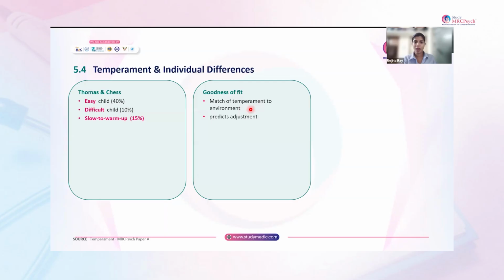And the most important concept here is goodness of fit. So we have to match the child's temperament to the environment. So an easy child in a difficult environment may not be reared well. So I'll further explain this. Even a difficult child can thrive if the parents are very patient and structured, whereas the same difficult child may develop behavioral disorders in a chaotic or highly critical environment.